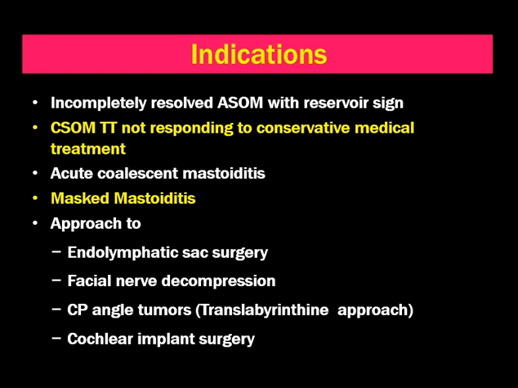Masked mastoiditis, masked means incompletely treated ASOM or CSOM leading to mastoid inflammation, and that is masked because of incomplete treatment. Once we stop giving medicines, again there may be inflammation, so we have to do surgery for masked mastoiditis also. As an approach to endolymphatic sac surgery, facial nerve decompression, CP angle tumors, that is translabyrinthine approach, and cochlear implant surgery, we have to perform cortical mastoid surgery first, then the other surgeries.